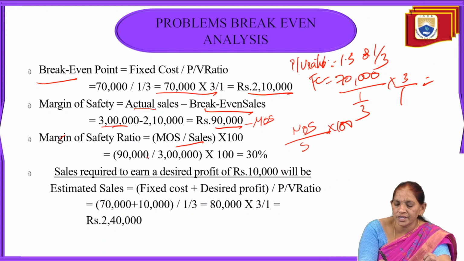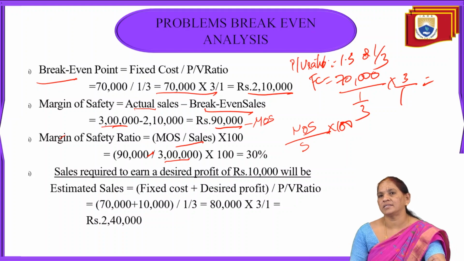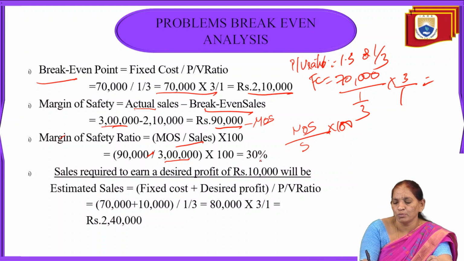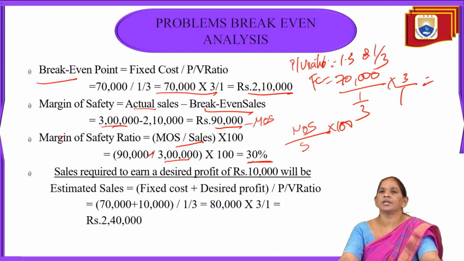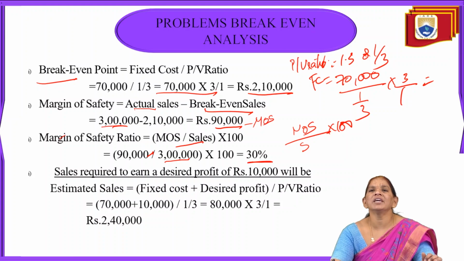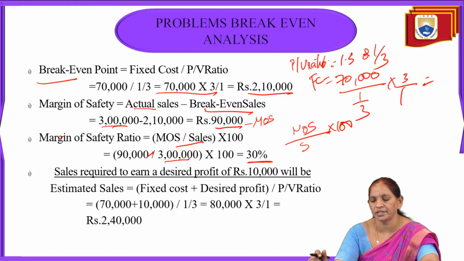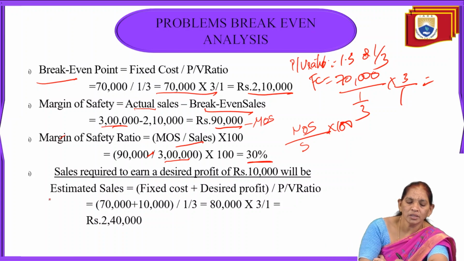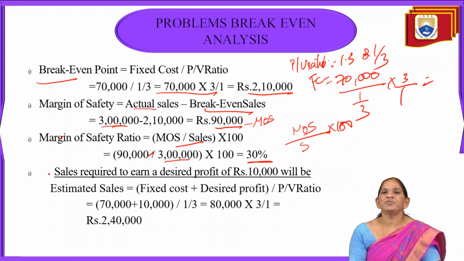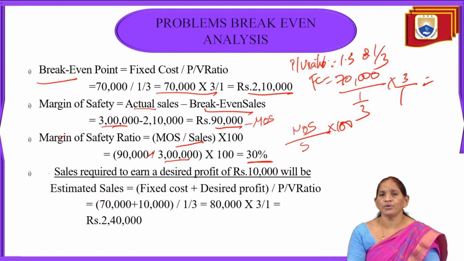So margin of safety is 90,000 and the total sales was 3 lakhs. When 90,000 is divided by 3 lakhs into 100, we get 30%. The margin of safety ratio is 30%. It means for every 100 units of production, the organization will achieve profits at a safe mode of 30%. Another question we have asked is the sales required to earn a desired profit of 10,000.